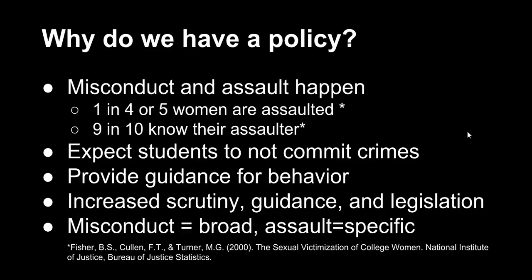We also expect students not to commit crimes. Sexual misconduct is a crime of power and control, and it's our expectation that students are behaving themselves as well as they can while they're on campus. We also know we have to provide guidance for that behavior, and so our policy provides a lot of information about what affirmative consent is and how to go about receiving appropriate affirmative consent. There's also increased scrutiny, guidance, and legislation through Title IX and the Violence Against Women Act and a few other areas that all higher education institutions are having to live up to now.